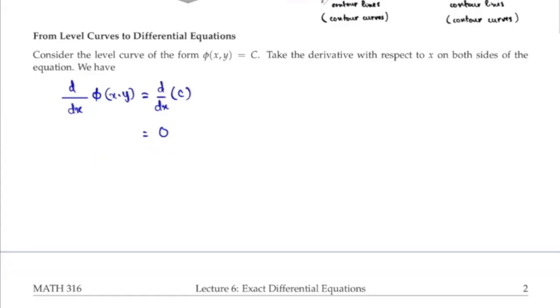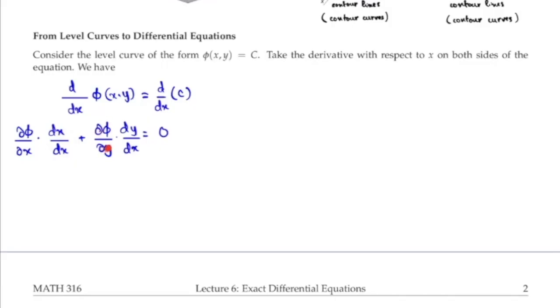So here's the derivative: partial phi partial x times dx dx plus partial phi partial y times dy dx. It just says that you take the derivative of the outside function, but the outside function is a function of two variables. Therefore, you have to apply partial derivatives. Then you multiply with the derivative of the inside function. But again, because you have a function of two variables, you have to add the derivatives together.